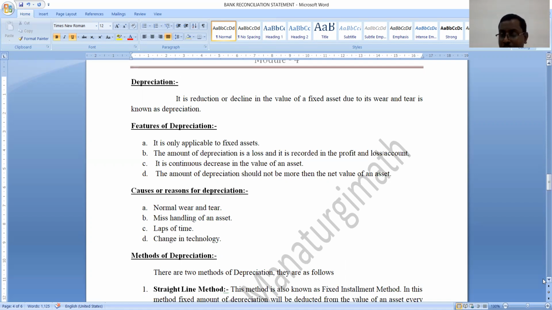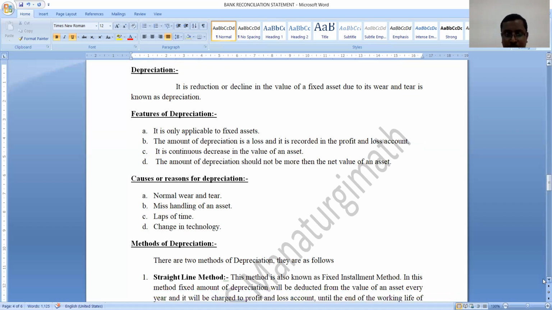So these are four important features of depreciation. First one is it is only applicable to fixed assets. Second, the amount of depreciation should be treated as loss and recorded in the profit and loss account. Third, it is a continuous decrease in the value of an asset. And fourth, the amount of depreciation should not exceed the net value of an asset.